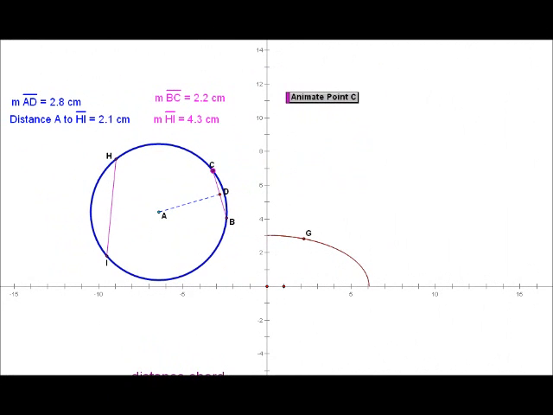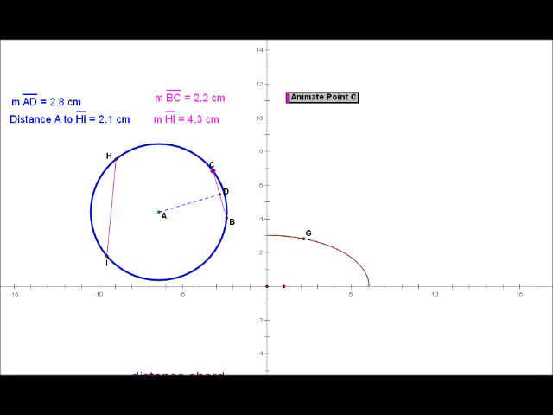Hello. In this video, we are going to be discussing the three chord properties that you have listed in your note sheets. So you want to be looking at page 12 in your notes packet. And first thing we're going to do is look at this diagram in which we have a circle with the center at A. We have two chords in our picture. We have chord HI and we have chord BC.